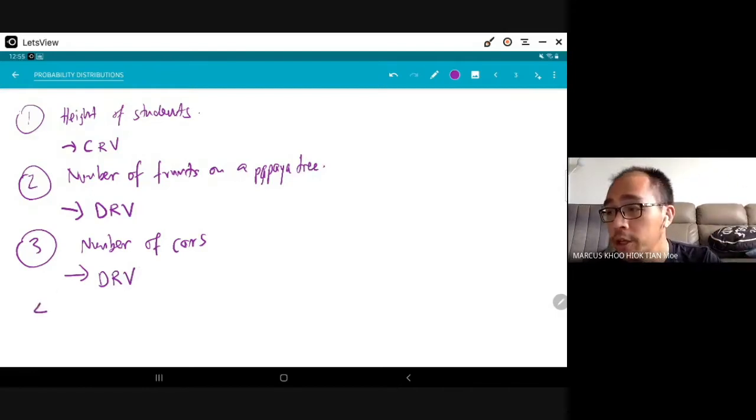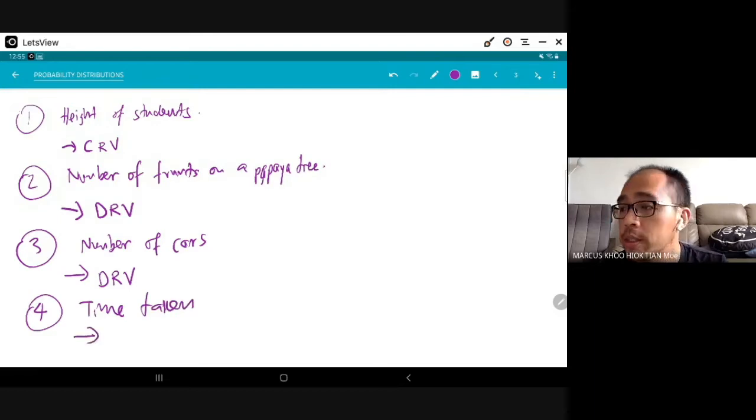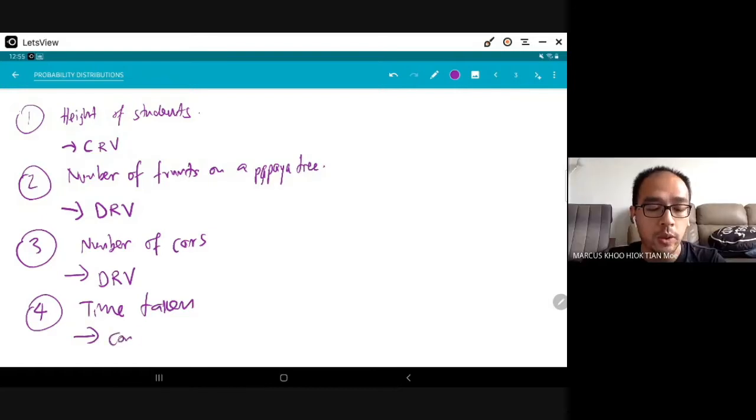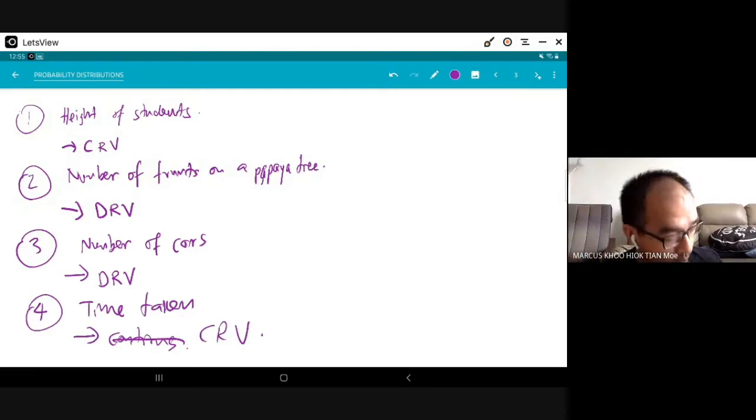Okay, very good. Number 4, time taken by Form 1 students to run 400 meters. Discrete or continuous? Continuous. It is continuous because you have to measure it, so the values are different, sorry, CRV. It is not countable.